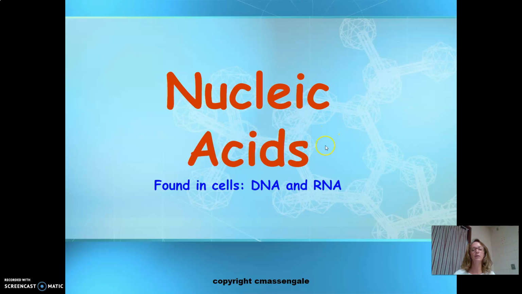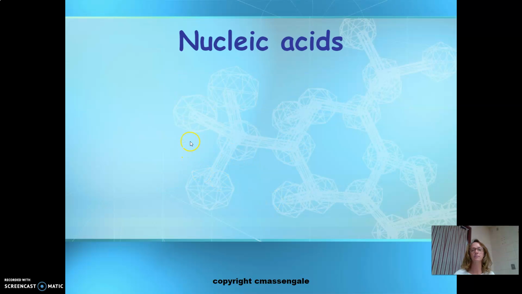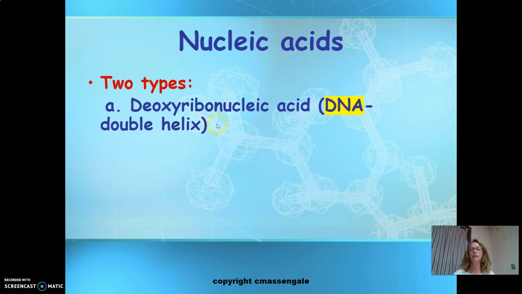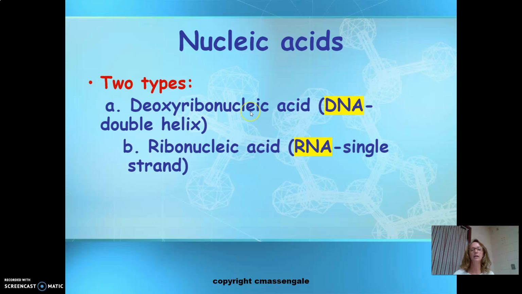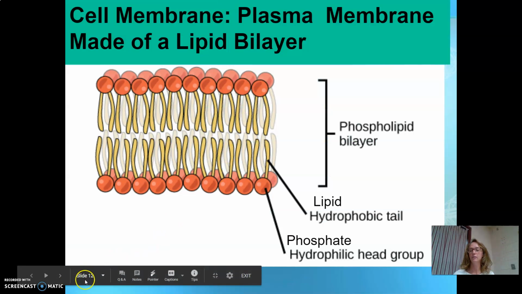So the fourth macromolecule is nucleic acids. That is simply a fancy word for DNA and RNA. We remember that because they are found in your nucleus. RNA actually starts in the nucleus. It's made by the nucleolus. So deoxyribonucleic acid and ribonucleic acid, they are acids found in the nucleus. And those two types again, DNA and RNA, and that is it.